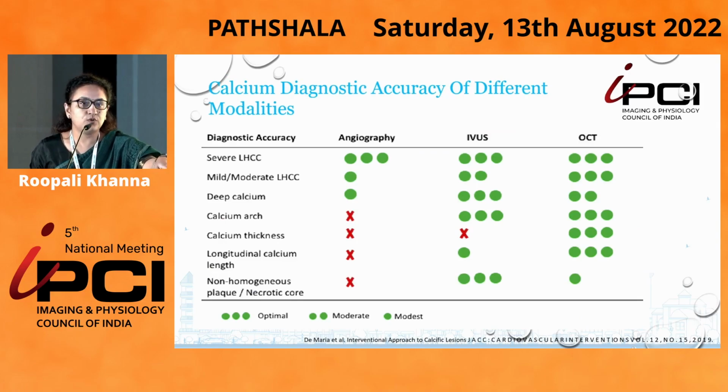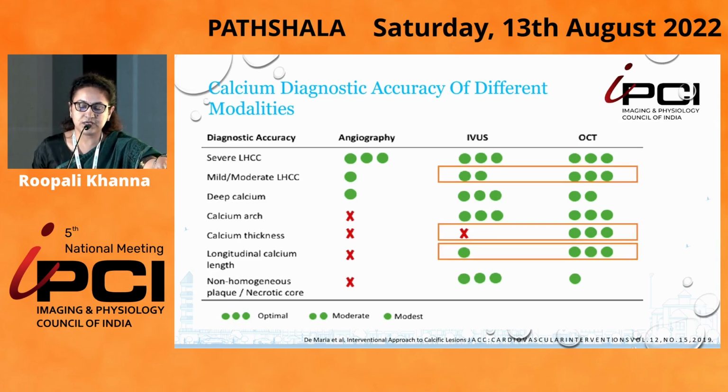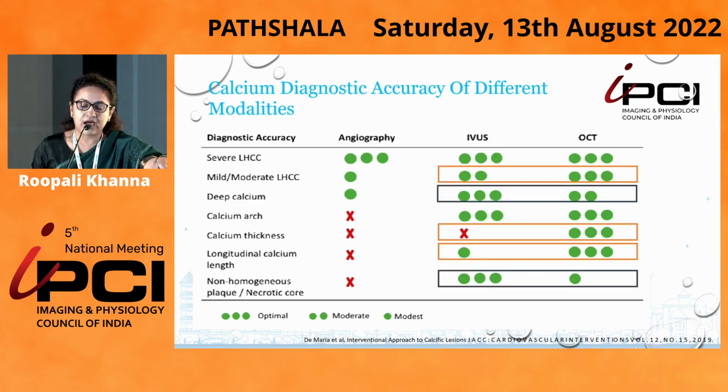As we all know, angiography is a very poor mode to detect calcification, so we rely on imaging. In imaging, if we compare IVUS and OCT, OCT has the upper hand in moderate lesions of calcified lesions, for calcium thickness and longitudinal calcium length. But IVUS has the upper hand if you have a deep calcium or a calcium below the necrotic area, where there is attenuation and you cannot see the calcification below it.